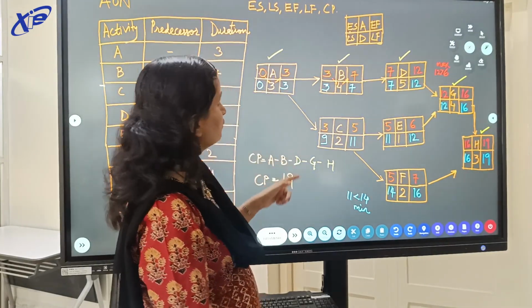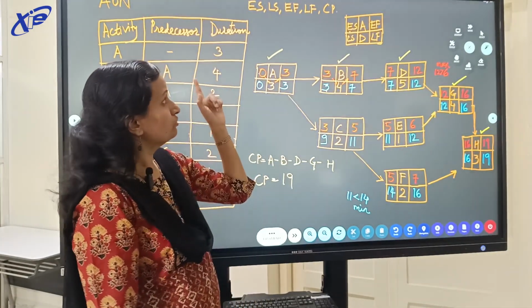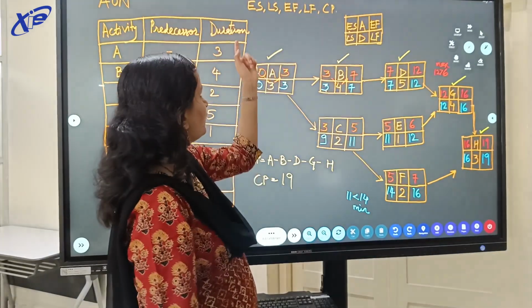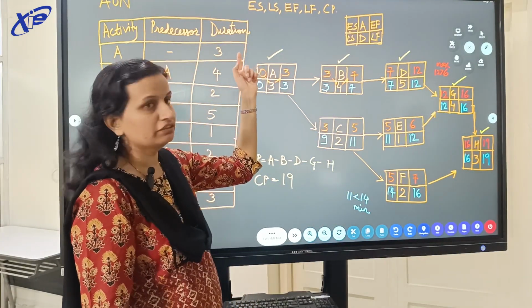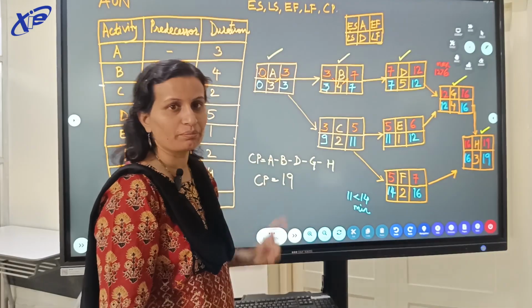Okay, so this is how we solve using AON and find the values of early start, late finish, and critical path. Thank you.